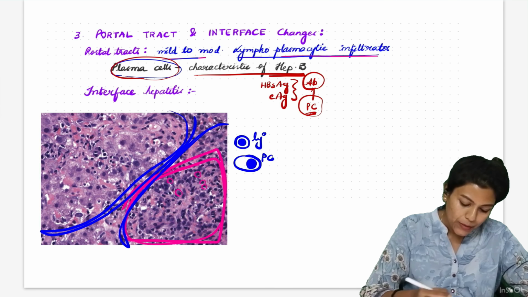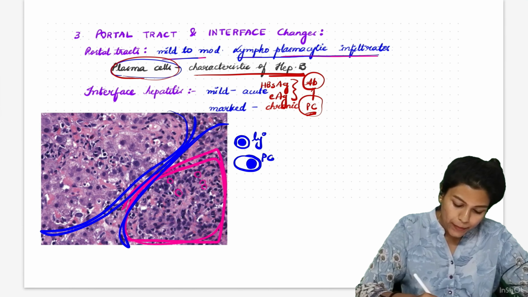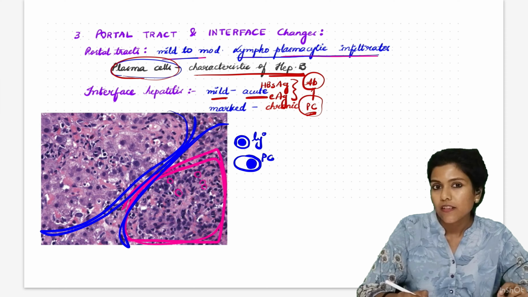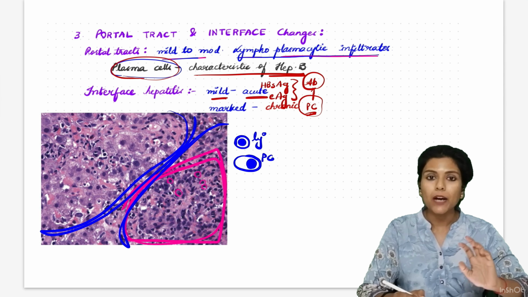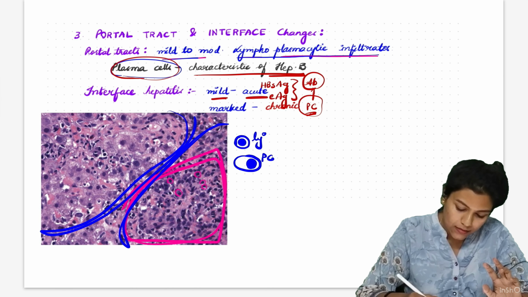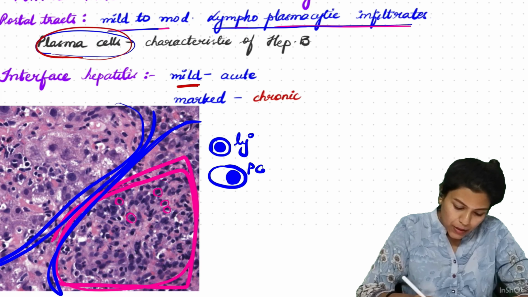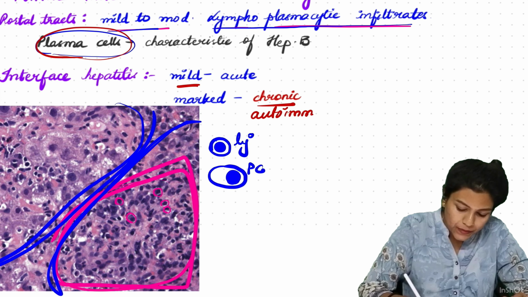And coming to the interface hepatitis, the interface hepatitis is also mild in acute viral hepatitis. It is marked and severe in chronic hepatitis and autoimmune hepatitis. So, this is marked in chronic and autoimmune hepatitis.